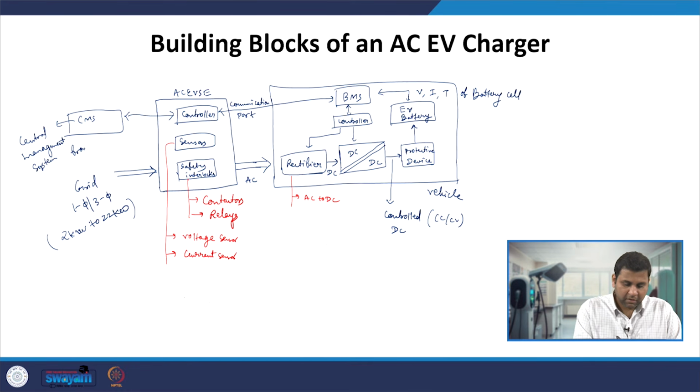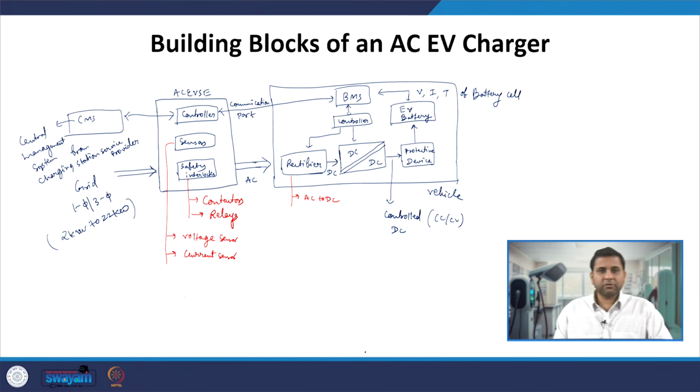From charging station service provider. Now, this is used to do a lot of metering, to understand the status of the charging station or the AC EVSC which is being installed in the charging station. So, they will also do a communication between the CMS and the controller of an EVSC.